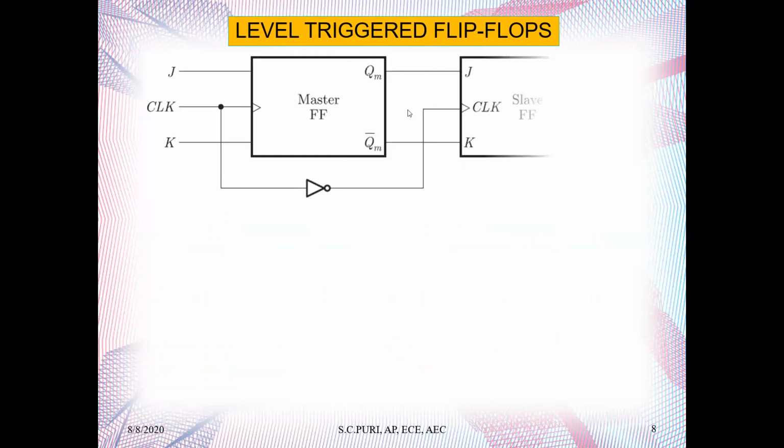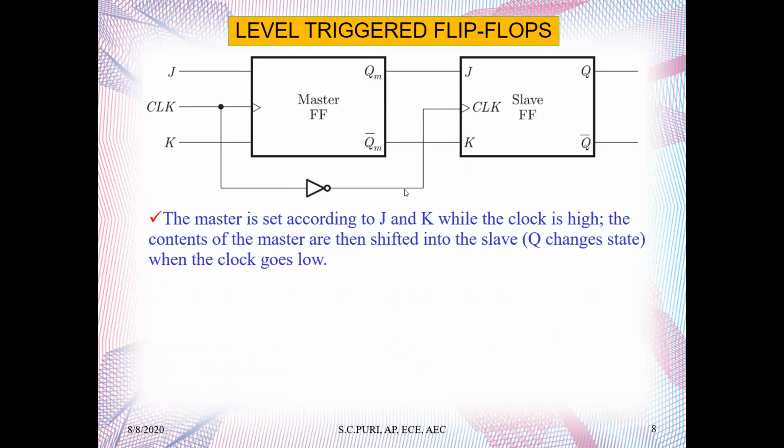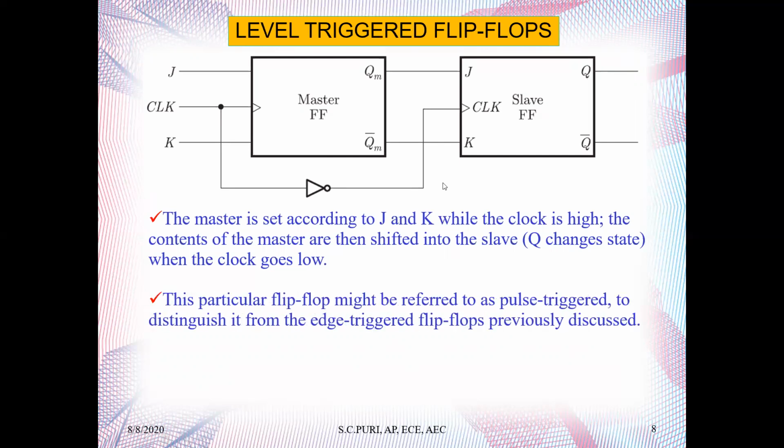As you can see here, we can also go for this configuration. Now the master is set according to J and K while the clock is high. The content of the master, as I told you in the previous class, will just be shifted to the slave. That is, Q changes state when the clock goes low. This particular flip-flop might be referred to as pulse triggered to distinguish it from the edge triggered flip-flop previously discussed.